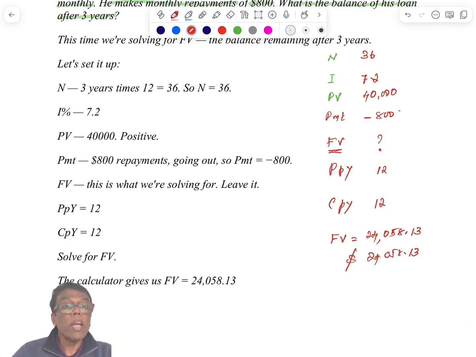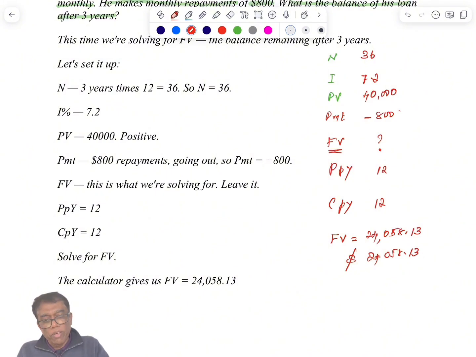What is the meaning of this? Notice how even after 3 years of $800 payments, that's $28,800 paid, he still owes over $24,000. That's the power of interest. This is exactly why understanding this topic matters in real life too.